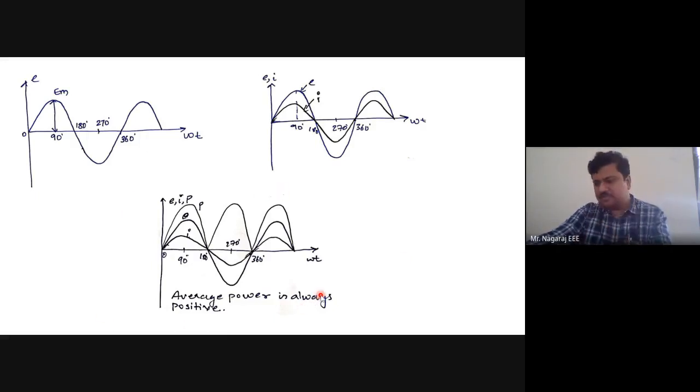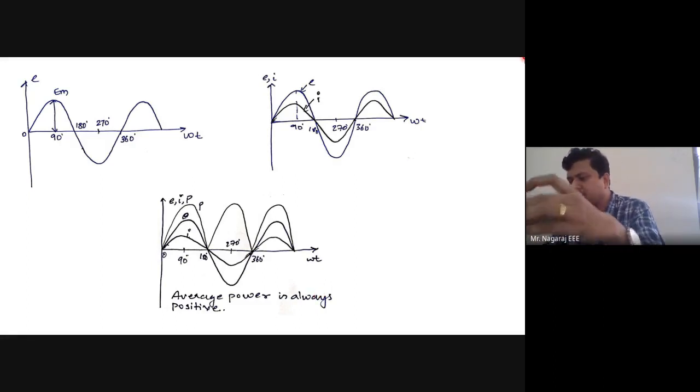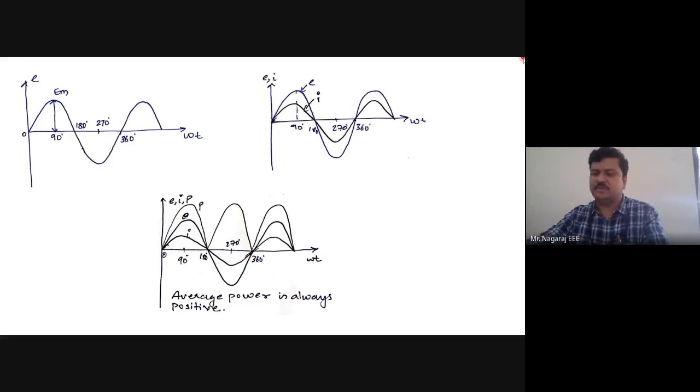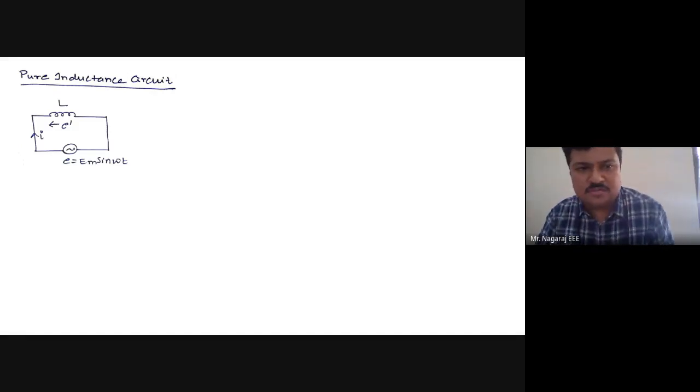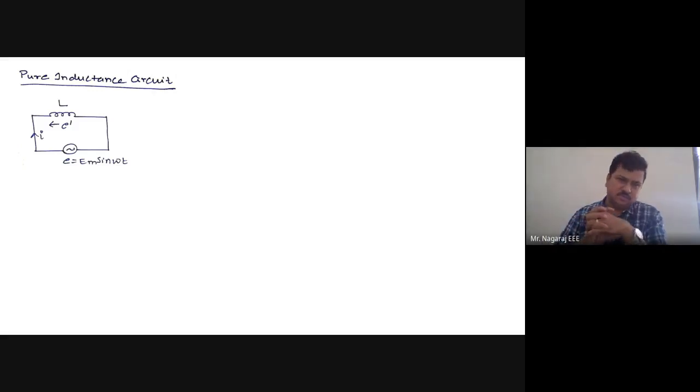Okay, so next comes the pure inductive circuit. You can call it pure inductive circuit, pure inductance, or pure L circuit, all are one and the same. Pure inductance means the resistor is replaced by an inductor, and the pure inductor contains only pure inductance. Pure inductance means what? The inductor wire will not have any resistance.